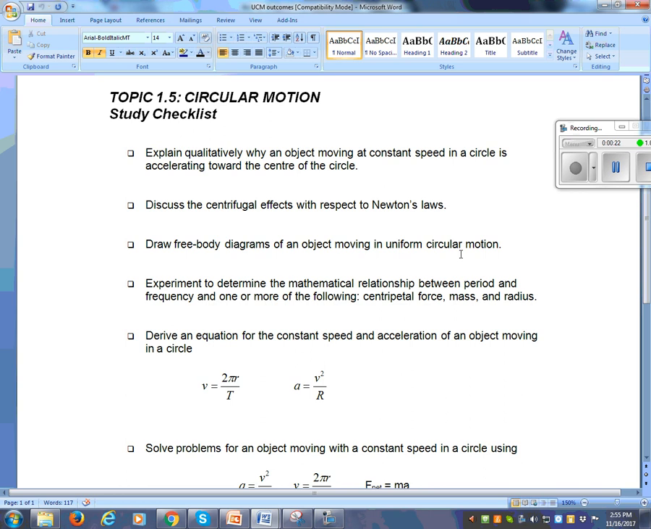So, you will explain qualitatively why an object moving at a constant speed in a circle is accelerating towards the center of the circle. You will discuss the centrifugal effects with respect to Newton's laws. You will draw free body diagrams of an object moving in uniform circular motion. You will experiment to determine the mathematical relationship between period and frequency in one or more of the following. Actually, we're going to do them all.